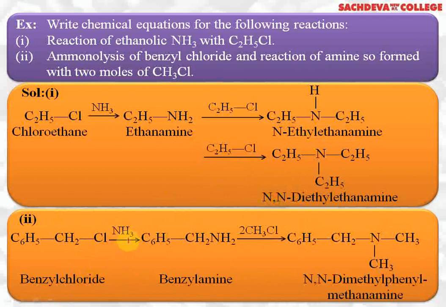Benzyl chloride, when it reacts with ammonia, gives benzylamine, also called phenylmethanamine. It is reacted with 2 moles of methyl chloride. So both hydrogens of NH2 will be replaced by methyl groups. We will get N,N-dimethylphenylmethanamine, which is a tertiary amine.